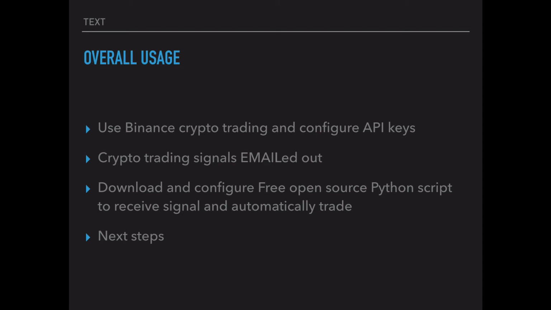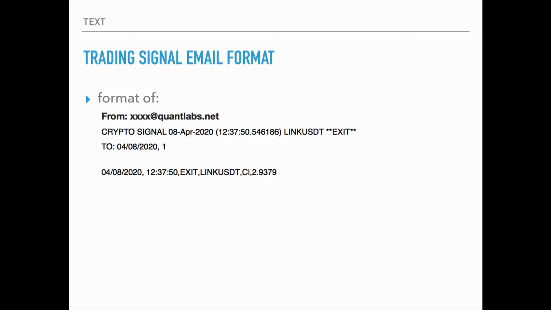So let's get into it. Right now, let's just talk about the trading signal format. It's pretty simple. In the signal, I can send out anything I want, obviously, but I'm going to keep it simple. So basically how it works is you'll get the from, which of course is my quantlabs.net for my server. From there, in the subject, you'll get a format of, let's say, crypto signal, April, today's date, which is your timestamp, and then the name of the pair.